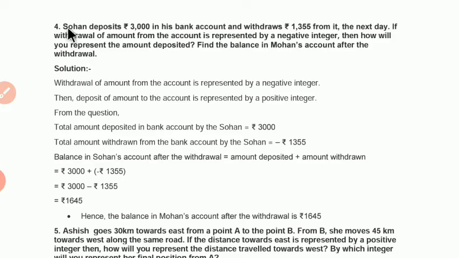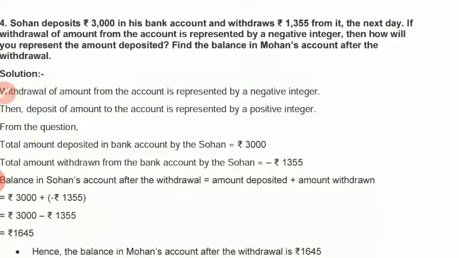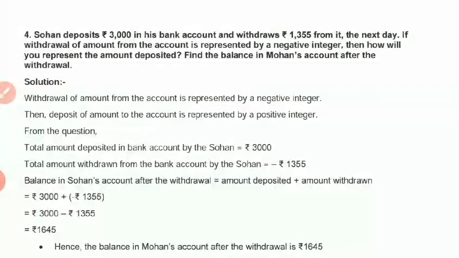Question number 4. Sohan deposits rupees 3000 in his bank account and withdraws rupees 1355 from it the next day. If withdrawal of amount from the account is represented by a negative number, then how will you represent the amount deposited? Find the balance in Mohan's account after the withdrawal.